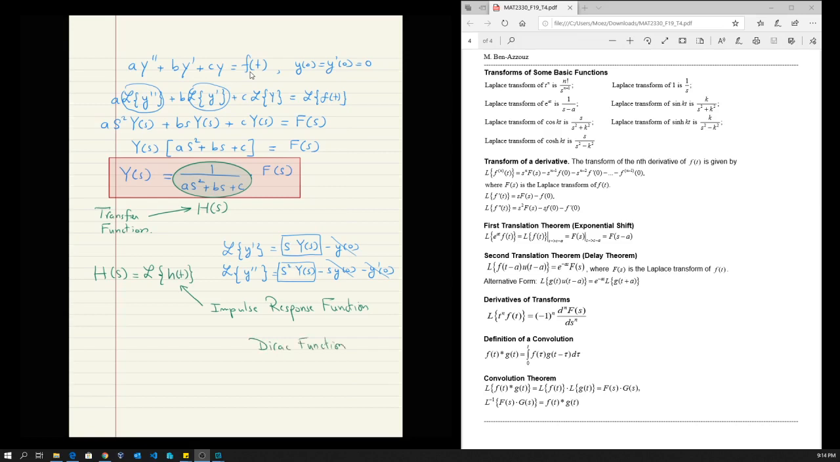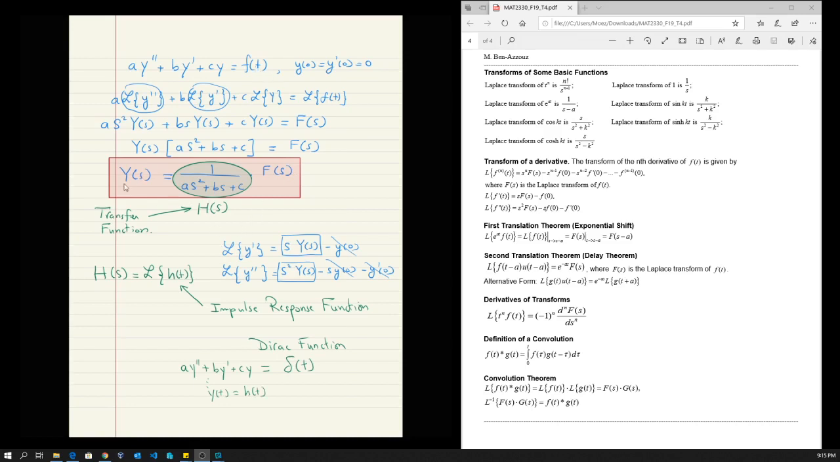And it's symbolized by delta of t. And it turns out that if you take this differential equation and put in lieu of f of t, put delta, so put the impulse function, the Dirac function on the right side, the solution will be y of t equals h of t.